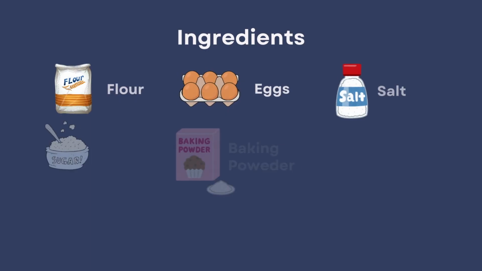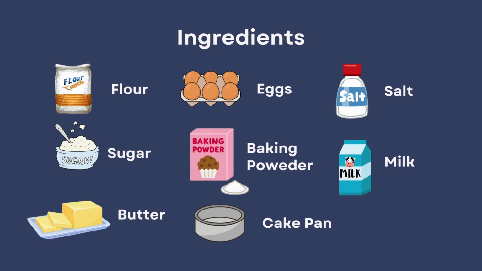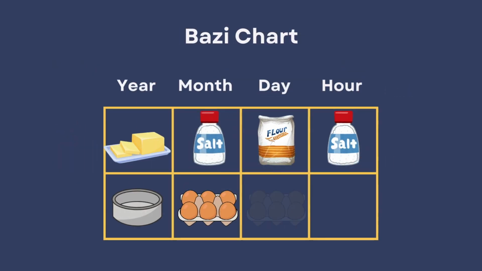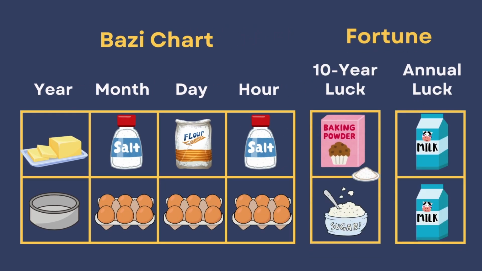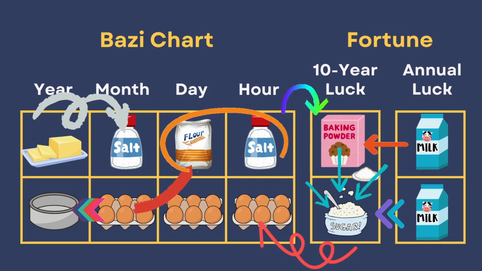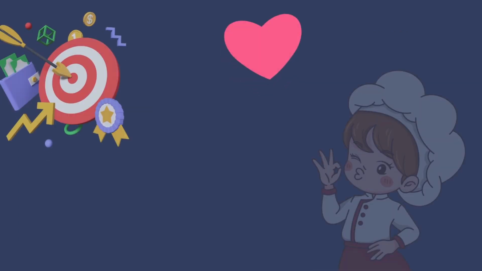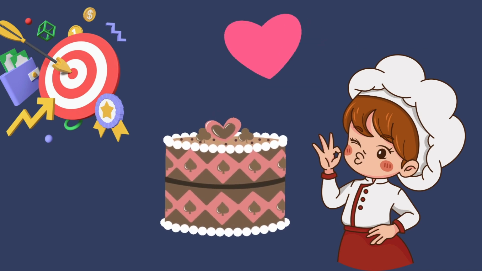Because I like baking, I always use this analogy. Say, for example, if my goal is to make a cake, the ingredients I would need are flour, eggs, salt, sugar, baking powder, milk, butter, and a cake pan. The elements in your birth chart represent the fixed ingredients you were born with. In this example, there are too many eggs and too much salt, which you don't need, and you are missing the baking powder, milk, and sugar. If your luck pillar provides exactly what you needed, then you have everything necessary to bake a cake, meaning you are very likely to achieve your goals during this phase of life.